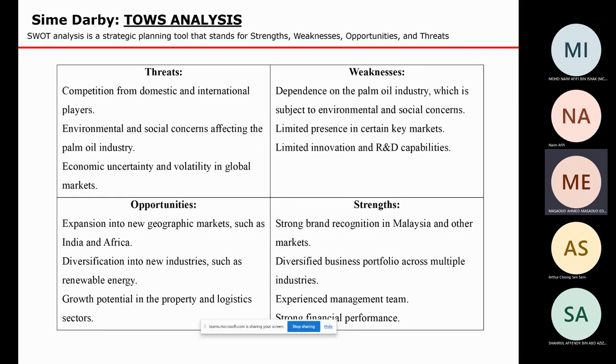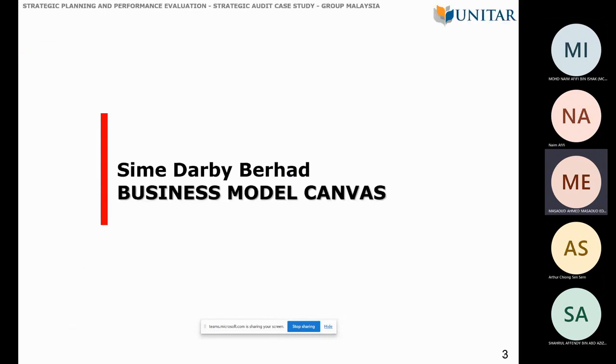As for the next slide, we'll go to my dear brother to continue with the Sime Darby Berhad Business Model Canvas. Thank you so much.